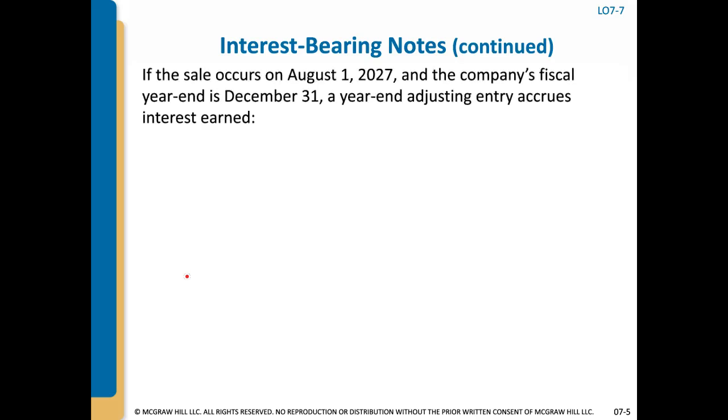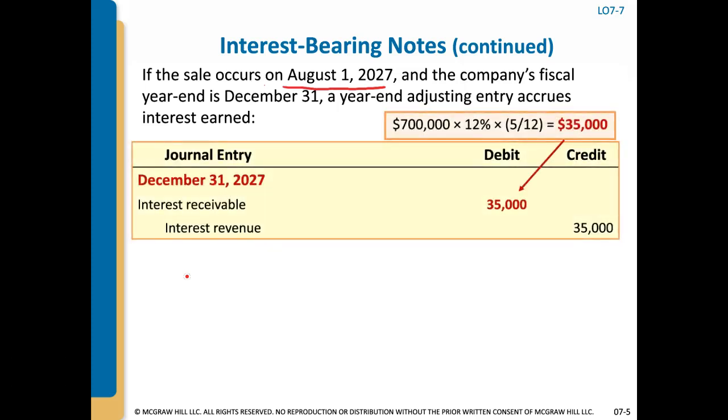Alternatively, same facts, except what if the sale occurs on August 1st, 2027, and it's also for 6 months at 12%, but it goes through the year-end. So here the note is not due for payment at 12/31. It's due for payment on February 1, I think, when the note is due. That's when we're going to collect on the note, and that's when we're going to receive the cash.